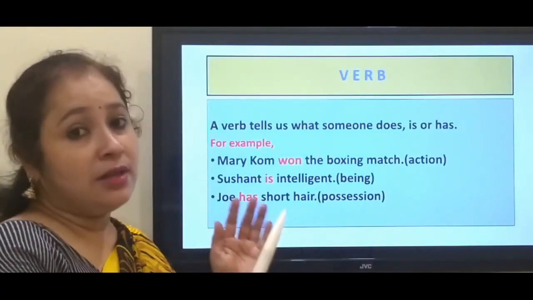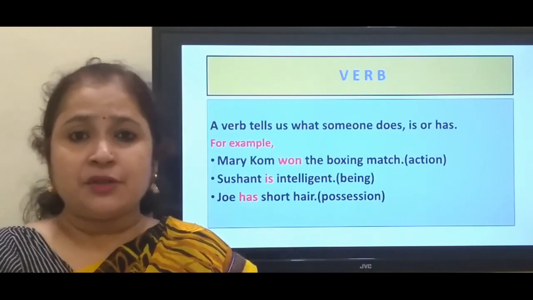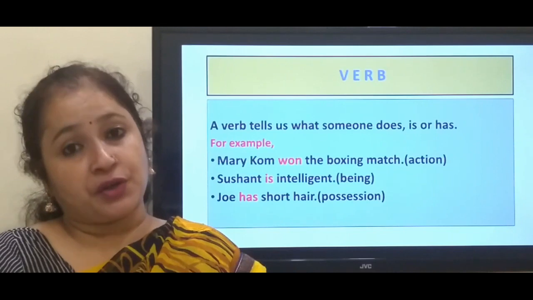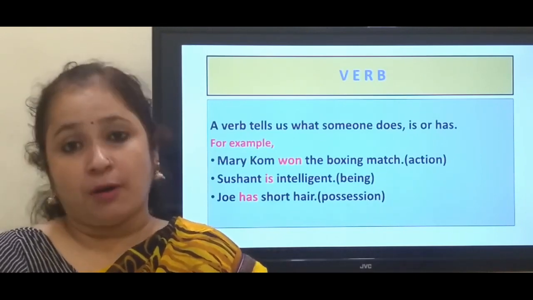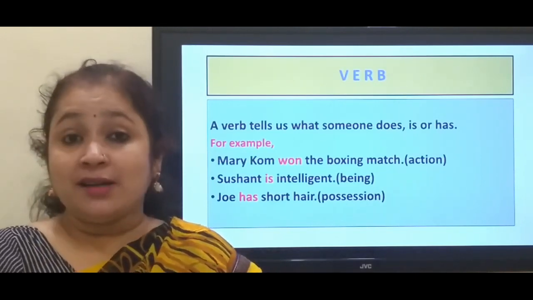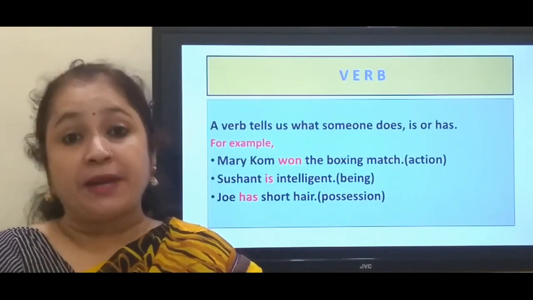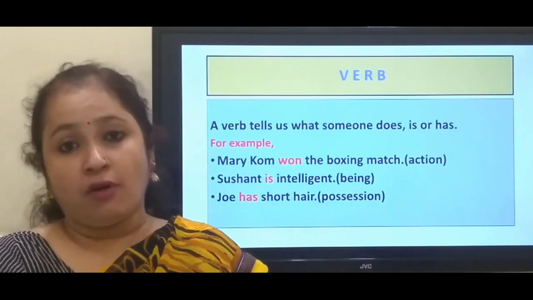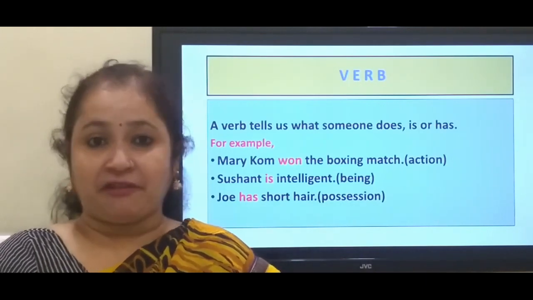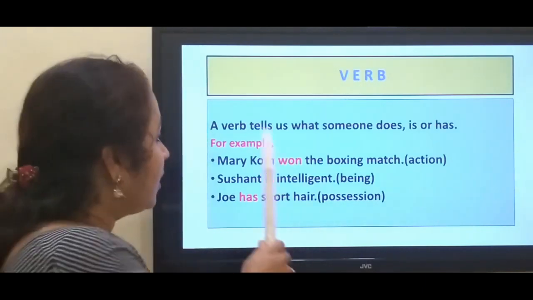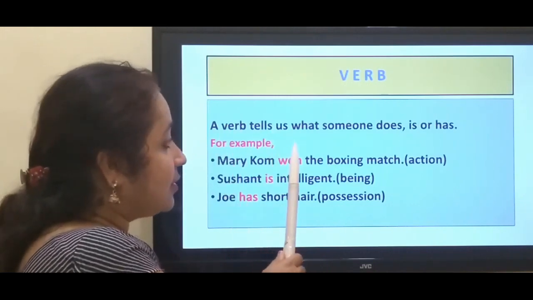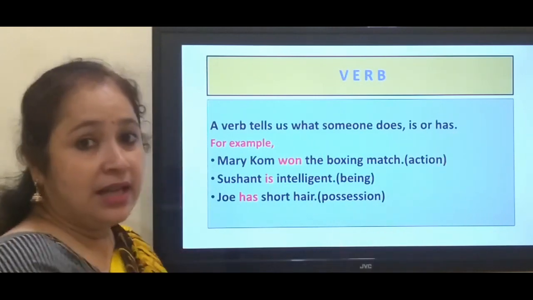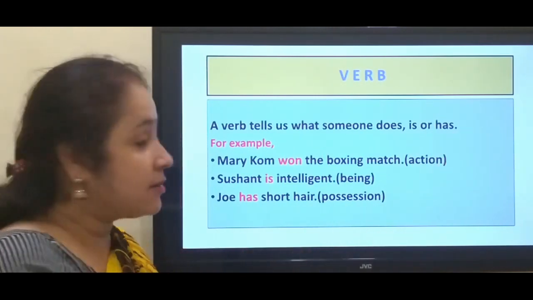Let's talk about verb. Dear students, people often get confused that only action words are called verbs. But students, words that tell us about being and possession of a subject are also called verbs. So, let us read the definition of verb. A verb tells us what someone does, is, or has. Let us read some of the examples.